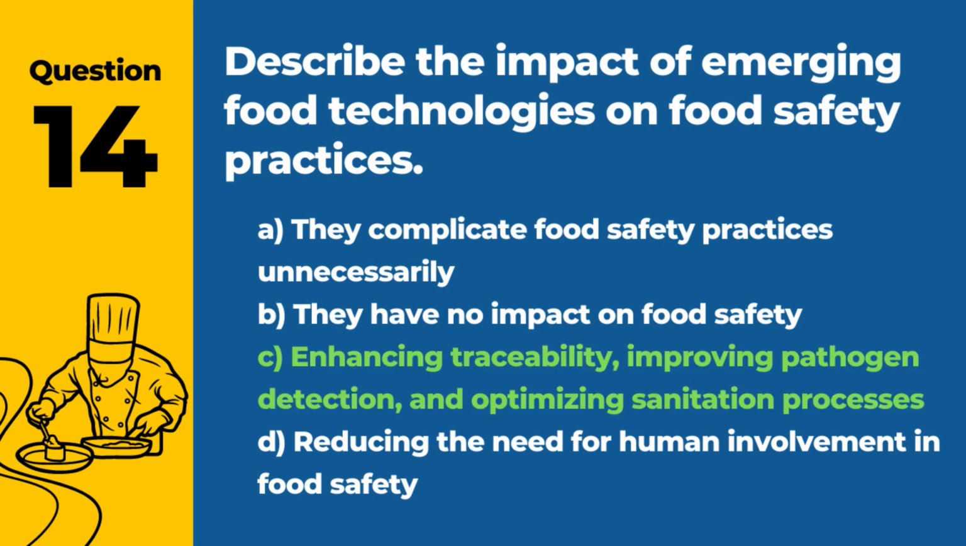Answer C. Enhancing traceability, improving pathogen detection, and optimizing sanitation processes. Emerging technologies in food safety can significantly improve the ability to track food products, detect contaminants more efficiently, and enhance the overall effectiveness of sanitation practices.